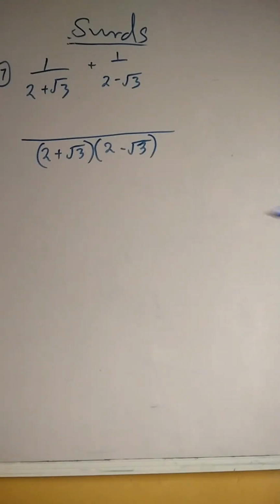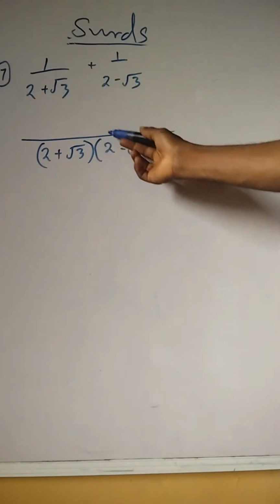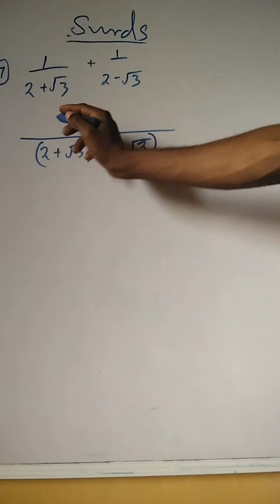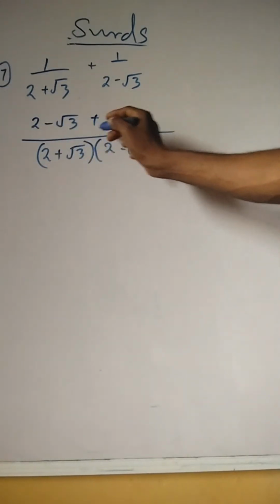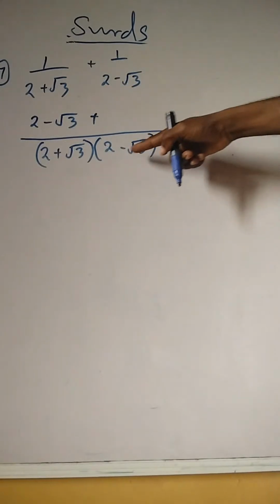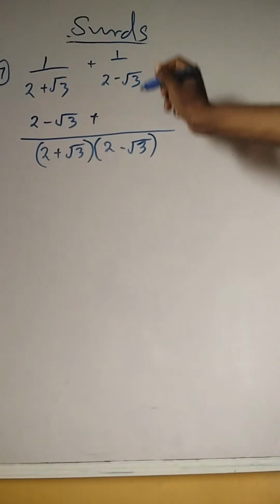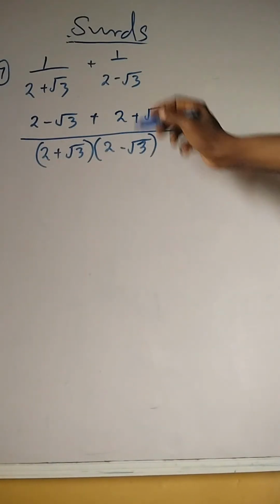Now, 2 plus root 3 goes here. That is 2 plus root 3, we cancel 2 plus root 3. We have 2 minus root 3 left. And 2 minus root 3 times 1 is still 2 minus root 3. So that's how we solve fractions. Then plus. Also 2 minus root 3 goes there. The left is 2 plus root 3. 2 plus root 3 times 1 is still 2 plus root 3.